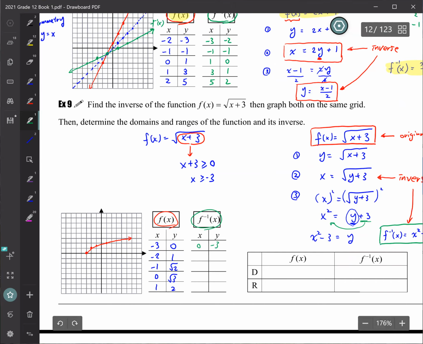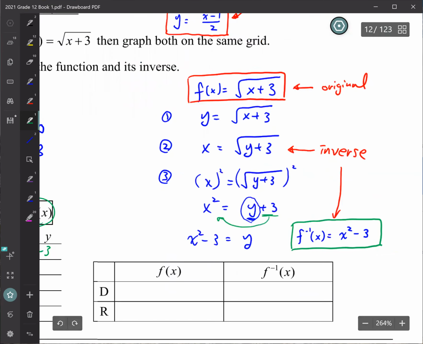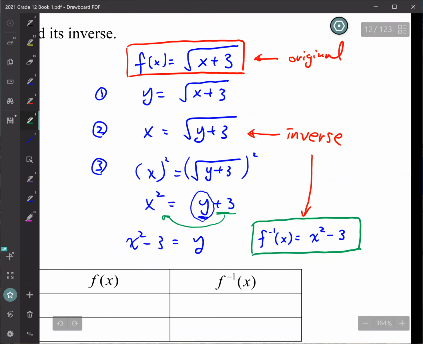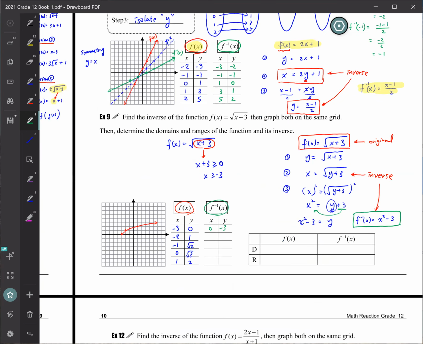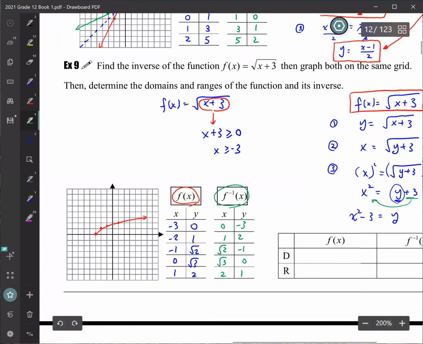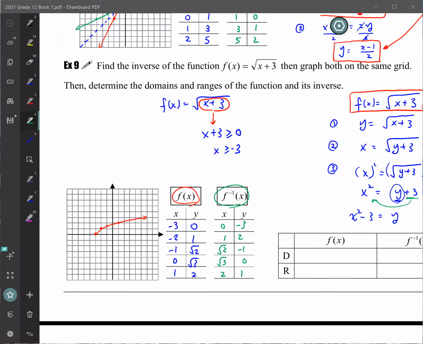We don't need to figure out a domain or the input restriction like this, because the inverse is a parabola here, right? We can see an x squared minus 3, right? So we don't have to pick points for that anymore. We just use the original table and then switch x and y. Okay, and make sure you think about how to curve it the right way. Okay, so I'll let you guys complete the graph as well and raise your hand when you finish this graph.